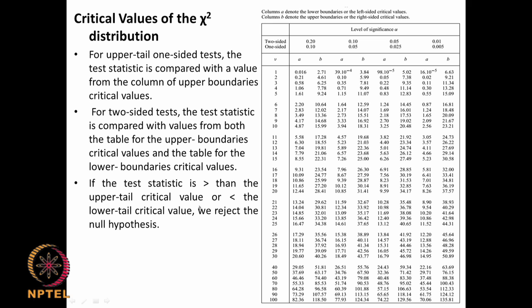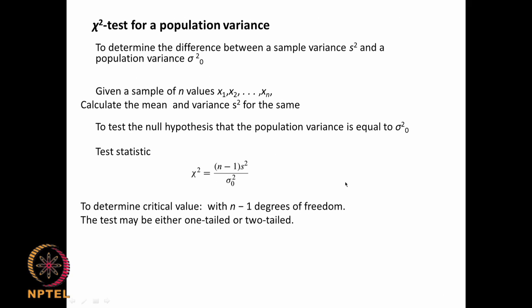If the test statistic is greater than the upper critical value, then we reject the null hypothesis, or if it is lower than the lower critical value, then we also reject the null hypothesis. We can first do a test for seeing whether the sample variance is coming from the population variance.